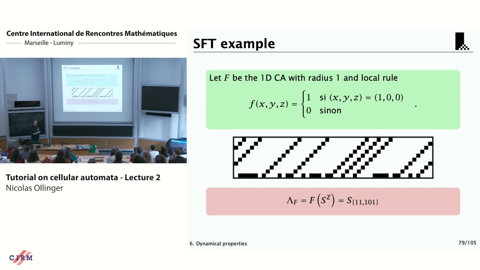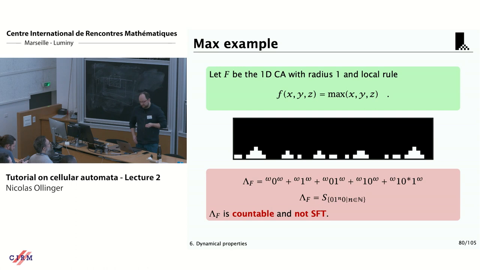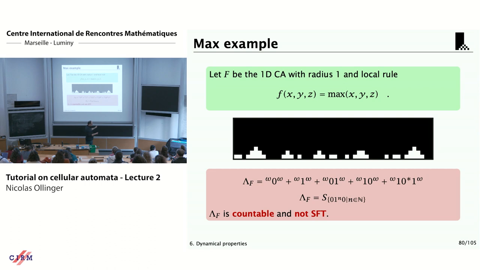Another example of an SFT. This is the max rule. So you have two states, 0 and 1. And the local rule is I look at my three neighbors and I take the max of the value I can see there. Then the limit set is a bit more complicated to write down. But the intuition is that if you have only zeros, you keep your zero. If you have only ones, you keep one. If you have islands of one, they will expand inside the zeros.